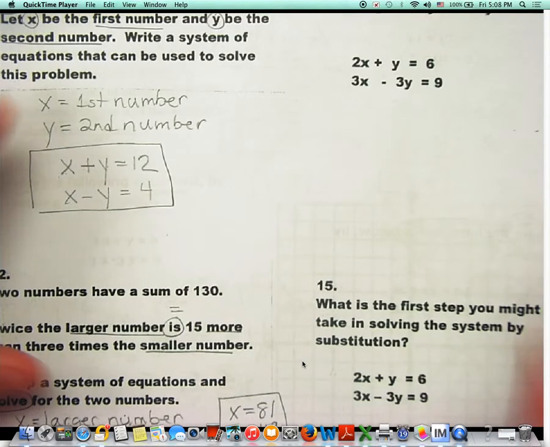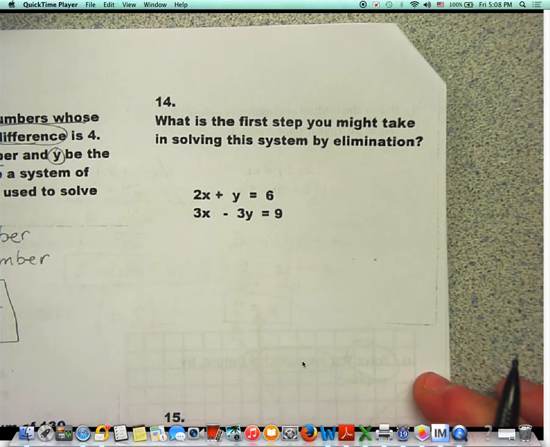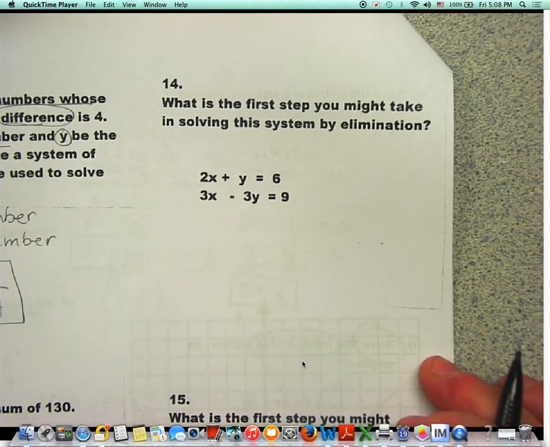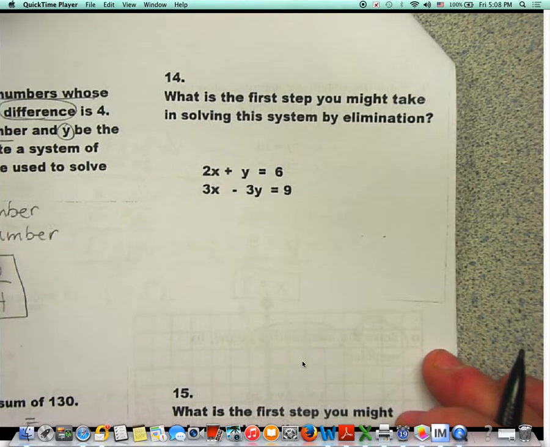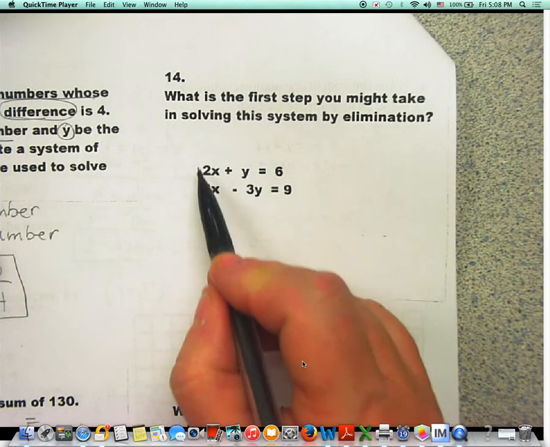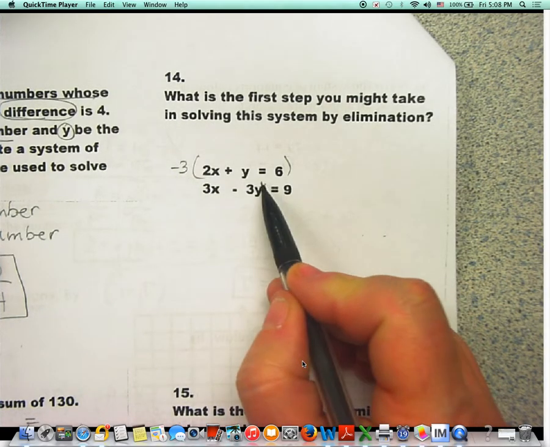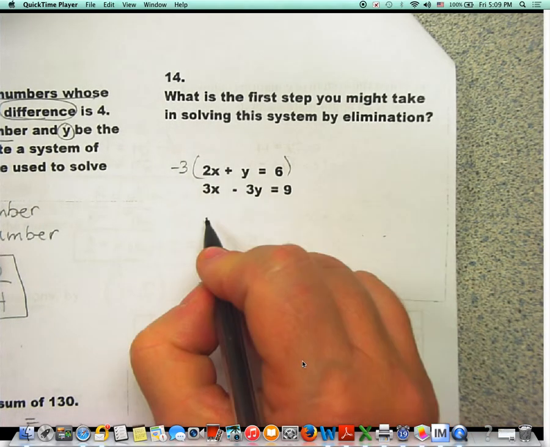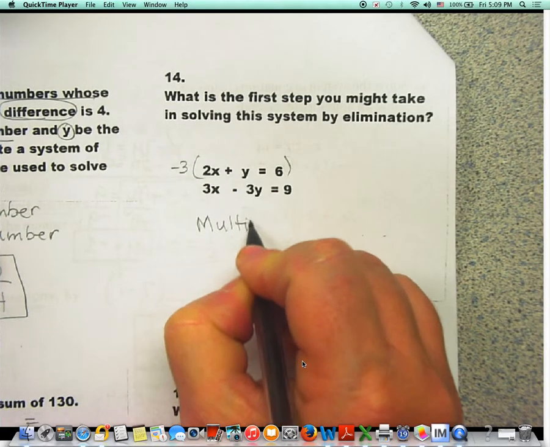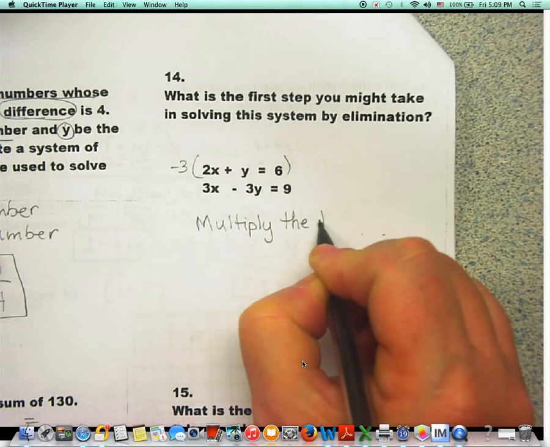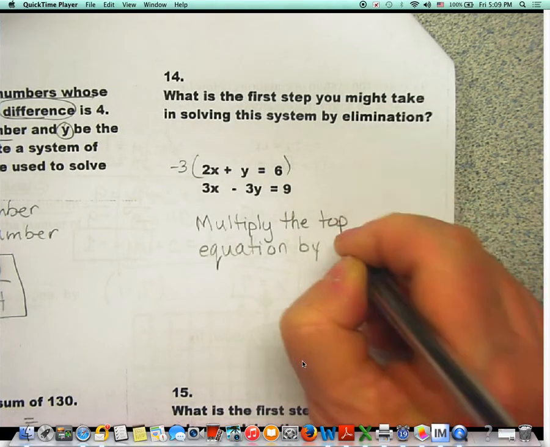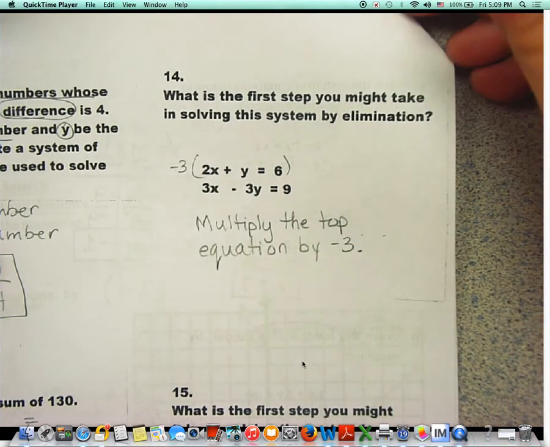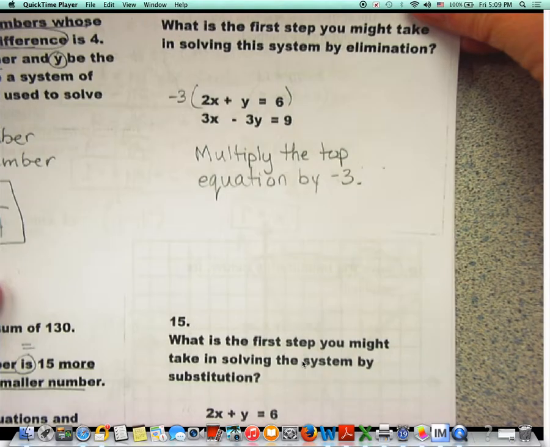All right, and then 14. What is the first step you might take in solving this system by elimination? So it doesn't ask you to solve it. It just said what would be the first step you could take. So the easiest thing to do in this case would be to multiply the top one by negative 3. And then I would have a negative 3y here. So the answer would be multiply the top equation by negative 3. And that would do, all we have to write down is our first step.